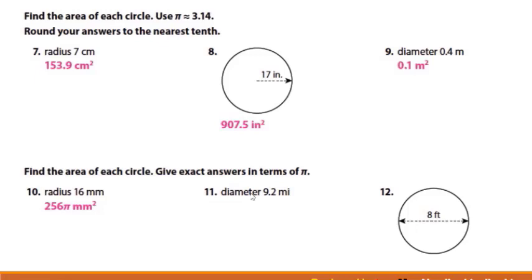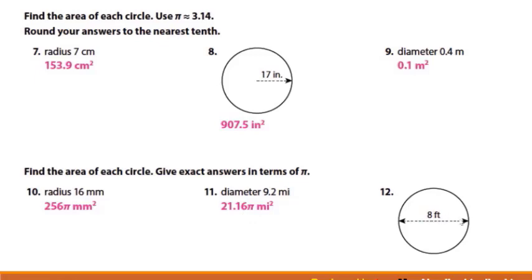It's supposed to be dealing with diameter. I have to make it as radius, so I have to divide this by 2. 9.2 divided by 2, the answer make it power 2. Then put pi.